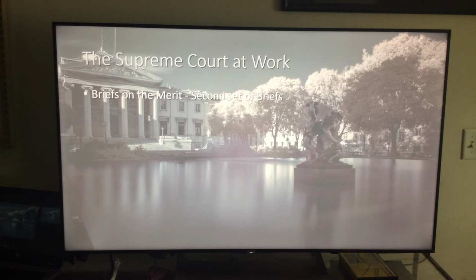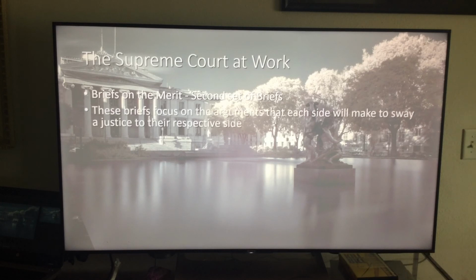When they take your case, then they ask for the briefs on the merit. Second set of briefs. In these briefs, you're going to give them all the arguments that you're going to give in court. So they want all the arguments beforehand. Why do they want all the arguments? So that they know what you're going to argue, so they can do research and see if there are similar cases that they can draw off of. Okay? So they want to know all the arguments that you are going to make before you make the arguments.